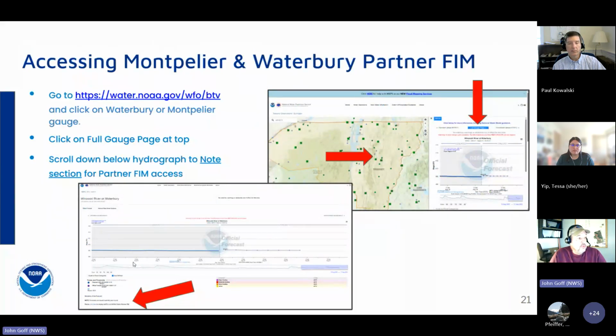So if you go to the Waterbury, and I'll go offline after the presentation's over. I'm going to show you how to get to it. I'll take you through a tutorial real quick. So you click on Montpelier or Waterbury, then this little gauge page pops up, then click on the full gauge page, which takes you to the big expanded hydrograph here. Once you click on that, right down here by the red arrows, click here for Montpelier or Waterbury partner FIM. And that's how you get to the partner FIM for Waterbury and Montpelier.